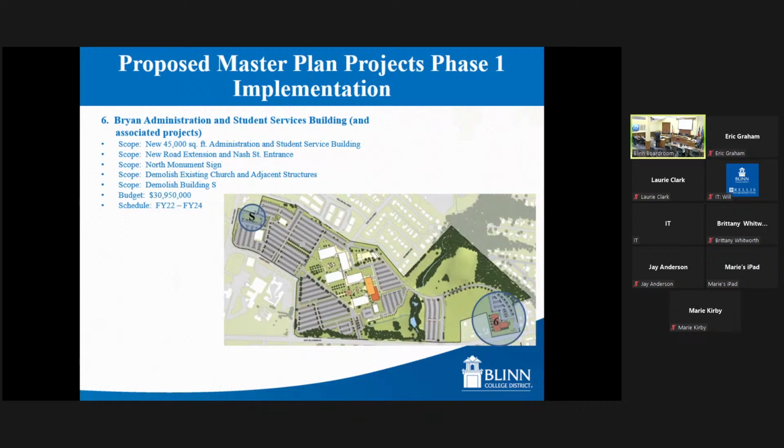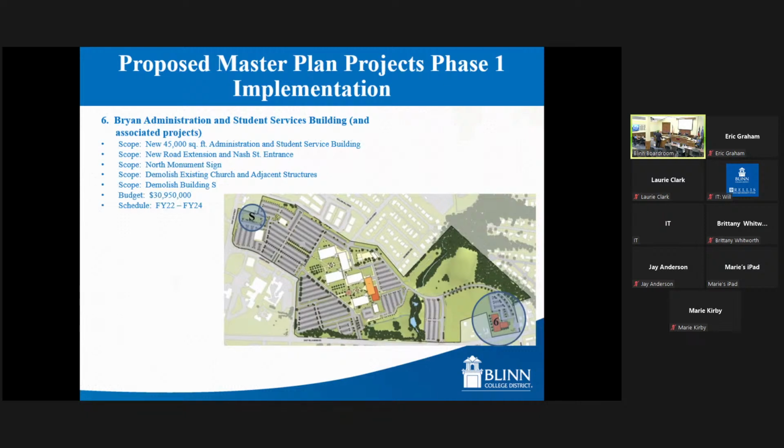Of course, to get this done, we're going to need to demolish the church and the adjacent structures. And we would also be demolishing Building S. Building S is all the way on the other side of campus here. We demolish Building S, turn that into a green space, and move those functions into this new building.